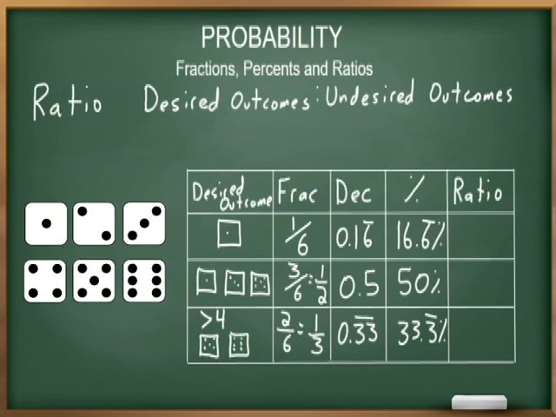So in our first scenario, we're hoping to roll a 1. In that case, we end up having 1 desired outcome and 5 undesired outcomes. For our second scenario, we've got 3 desired outcomes, which leaves us 3 undesired outcomes. So our ratio is 3:3, or we can simplify that to 1:1.